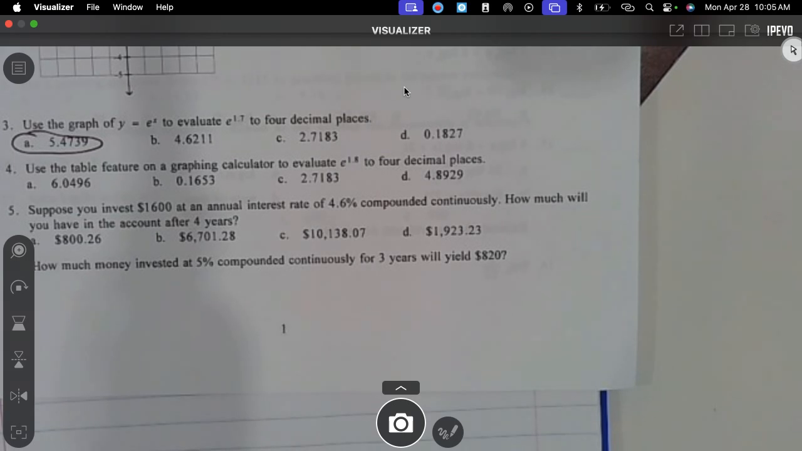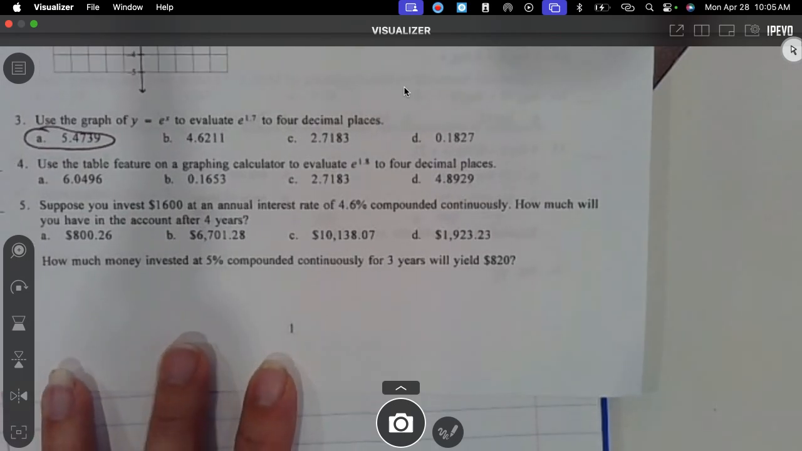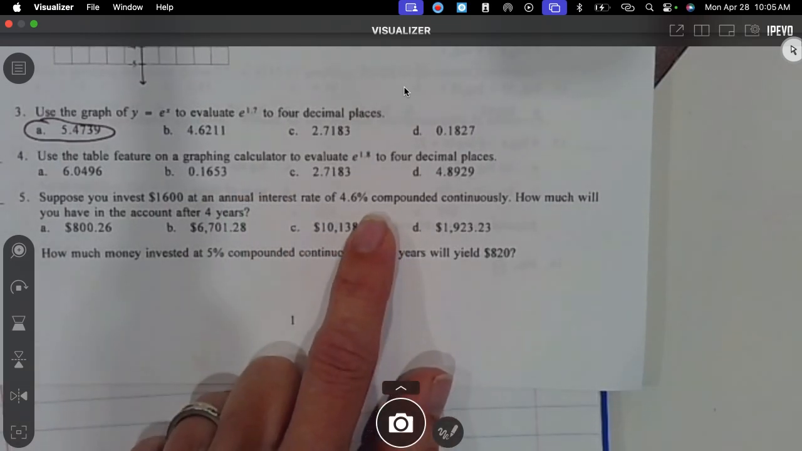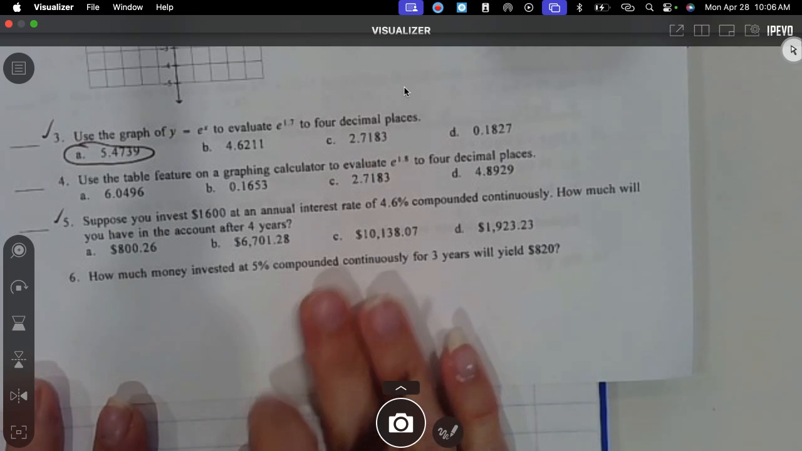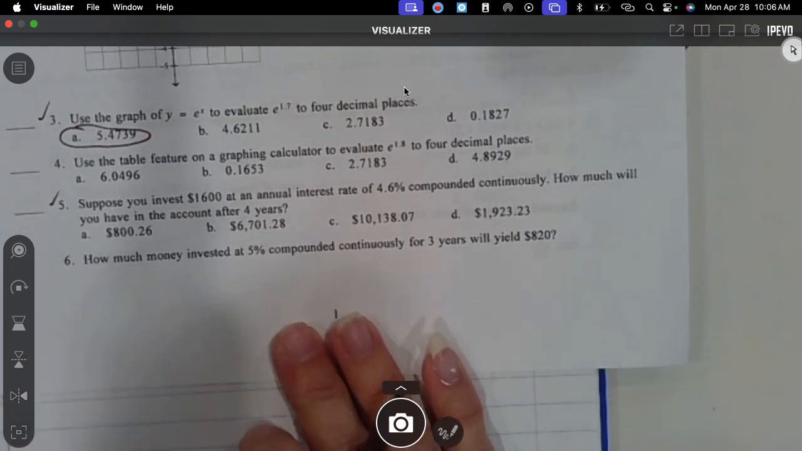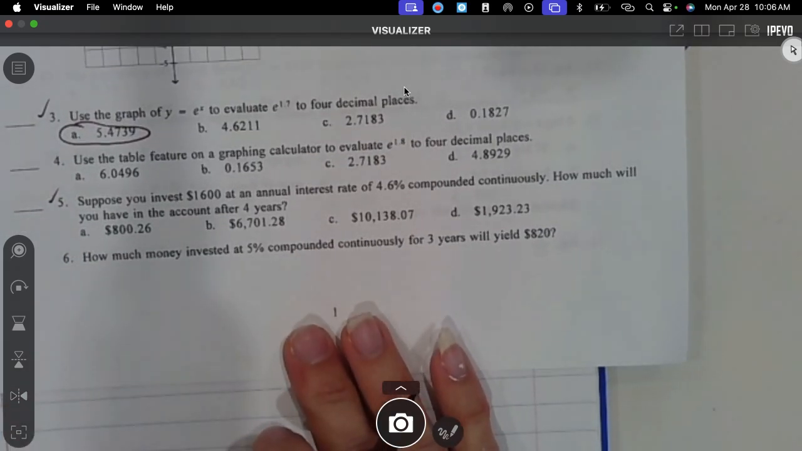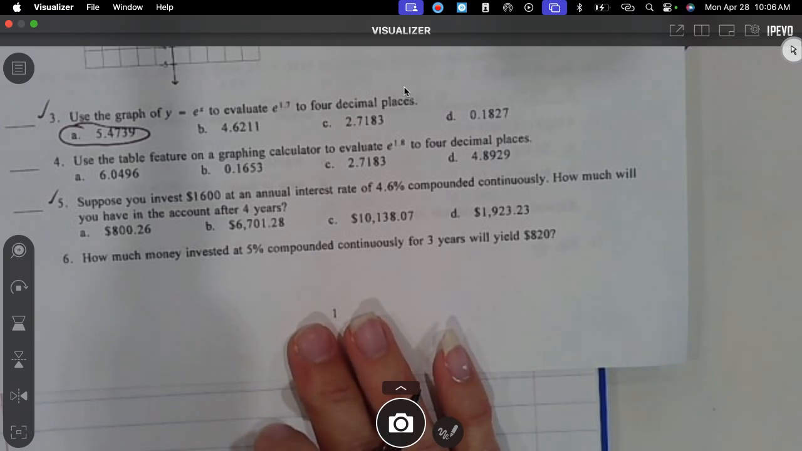Now the next one is we have invested some money with a rate compounded continuously. How much will you have after 4 years? So we're going to do number 5. So I've got 1, 3, and 5. Are you picking the ones off the test? I am. Let me circle. 1, 3, 5.